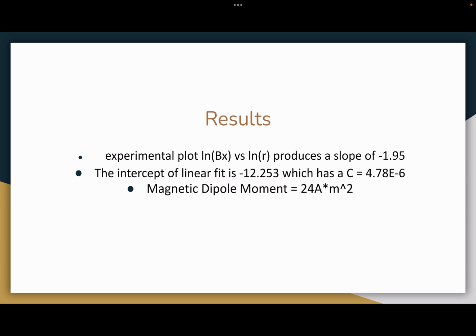For the results, the experimental plot of ln Bx versus ln r produced a slope of negative 1.95 and an intercept of negative 12.253. From the intercept, we found that the proportionality constant C equals 4.78 times 10 to the negative 6. Using this value, we calculated the magnetic dipole moment to be approximately 24 amp meters squared.